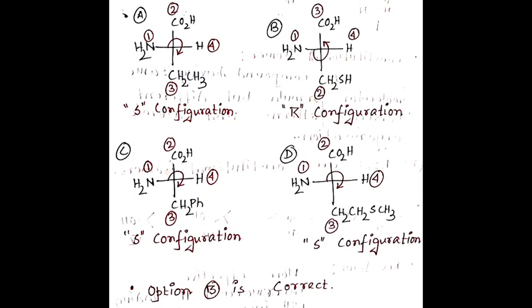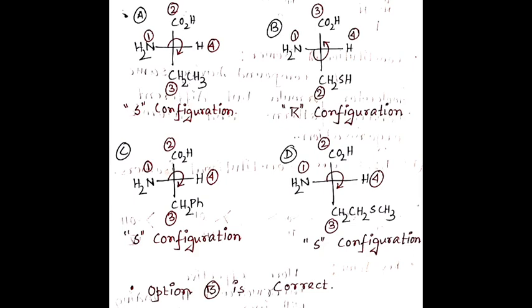If we move to the second amino acid, after the numbering of the groups, if we move 1 to 2 to 3, it rotates anti-clockwise, but the fourth priority group is positioned horizontally, that's why it has an R configuration. Okay, and option B is the correct option.